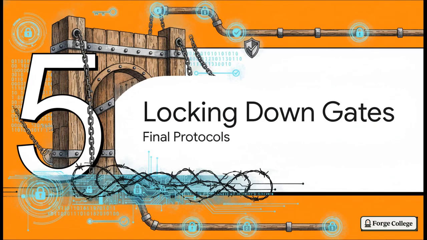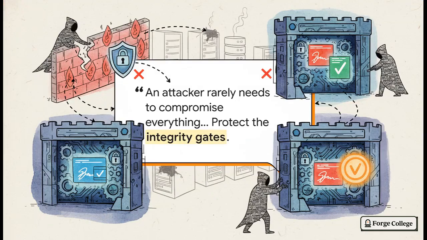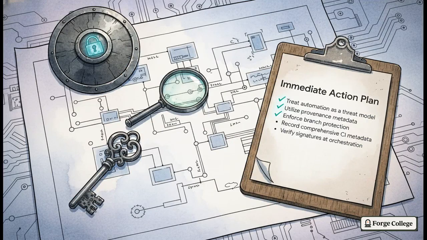Finally, Section 5, locking down the gates. I love this quote because it highlights a really comforting secret about security. You don't actually need flawless perfection everywhere. As we've learned, an attacker rarely needs to compromise the whole system. They just look for that one weak link. So you just need impenetrable integrity gates. If a hacker can't forge that final signature, their whole attack falls apart, regardless of what else they might have managed to touch. So, here is your immediate action plan.